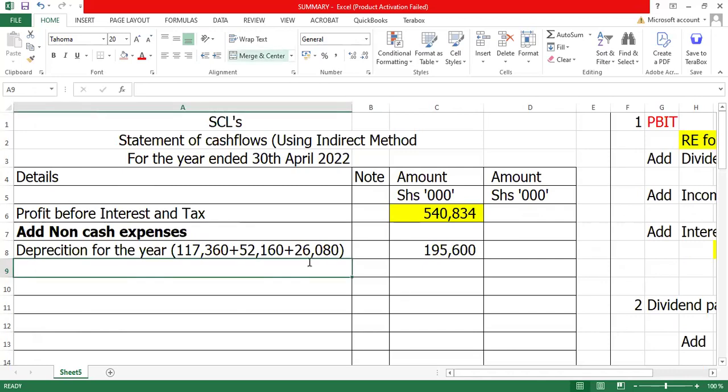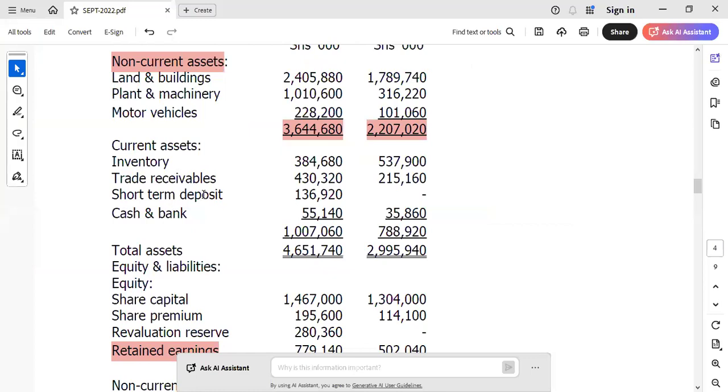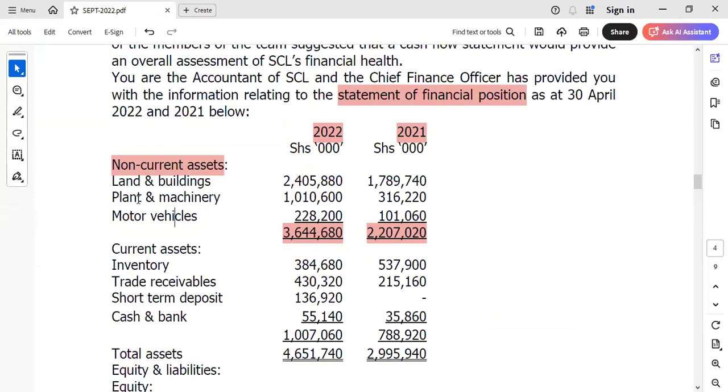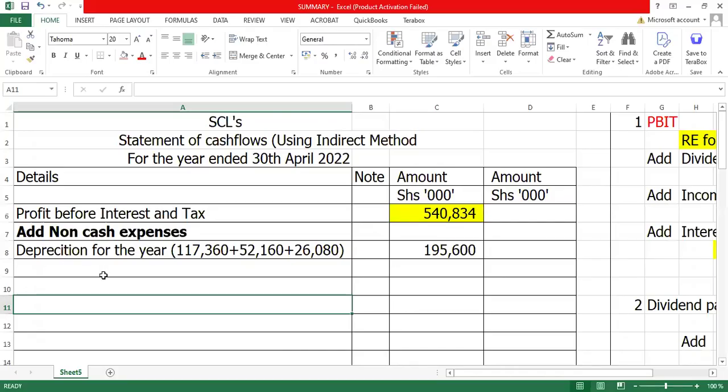You see in our question, do we have intangible asset? Because if you have intangible asset, you test to see whether you have amortization. You don't have intangible asset, so it means that there is no amortization here. So I'm done with the non-cash expenses. I can look at the non-cash incomes.